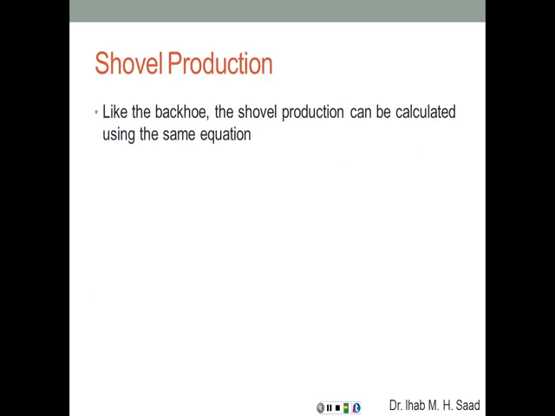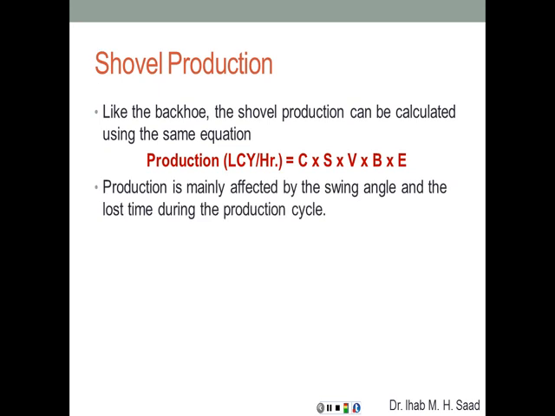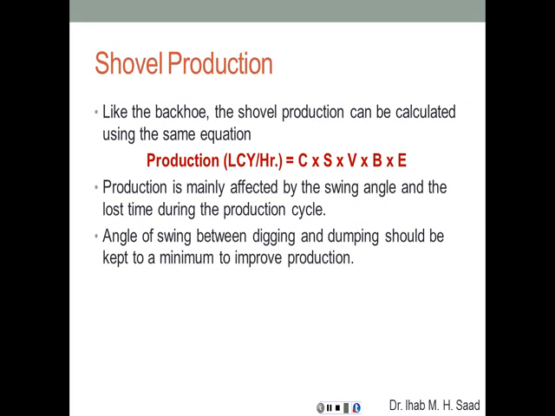The shovel production, exactly like the backhoe, is calculated using the same equation, which is CSVBE, and again, we know what each one of these stands for. The production is mainly affected by the swing angle and the lost time during the production cycle. The angle of swing between digging and dumping should be kept to a minimum to improve production. So if you're going to dump that soil into a truck, position that truck very close to the point of excavation so that you don't have to rotate more than 30 to 45 degrees.